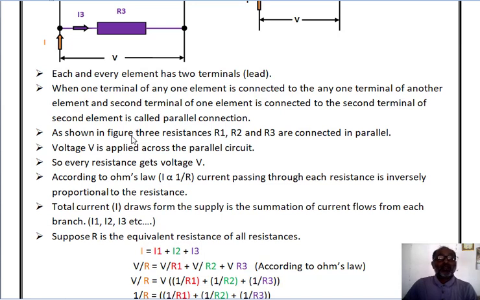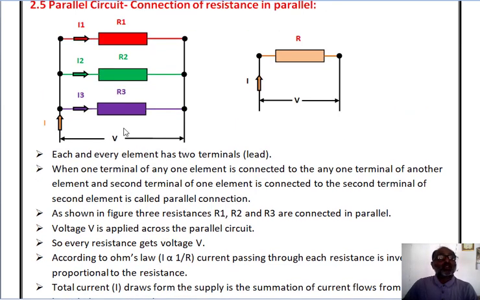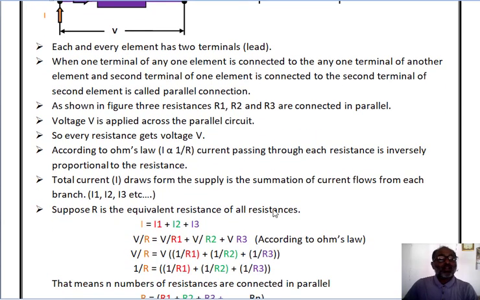Now let R be the equivalent resistance of all the resistances. So here we can write I is equal to I1 plus I2 plus I3. According to Ohm's law, I is equal to V upon R, where V is the supply voltage applied to this circuit divided by the equivalent resistance of this circuit. Similarly, I1 is V upon R1, I2 is V upon R2, and I3 is V upon R3. Now we take V as common.